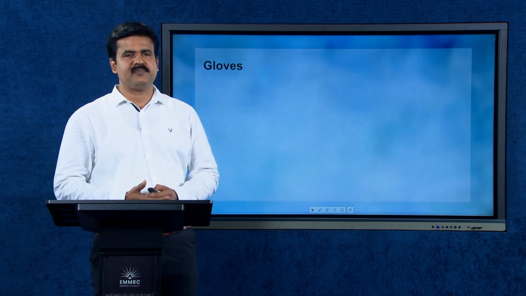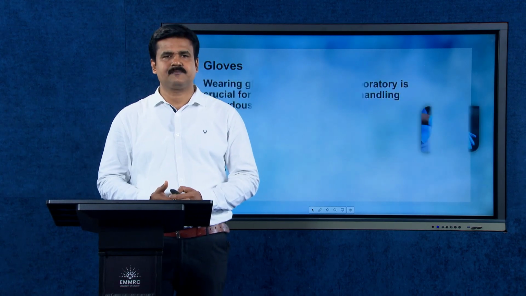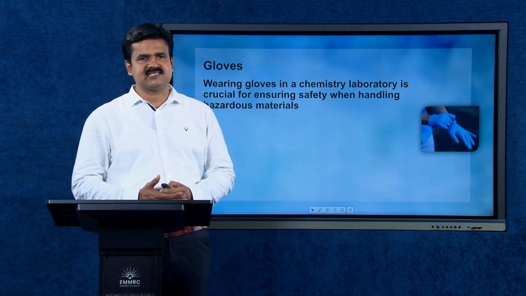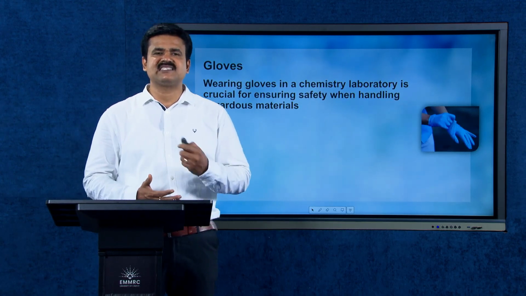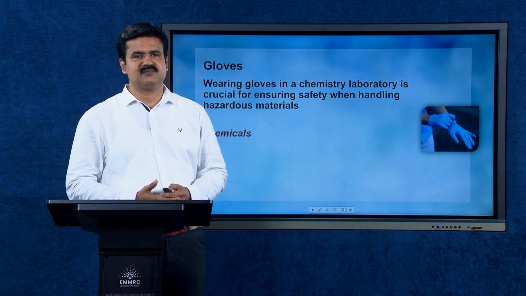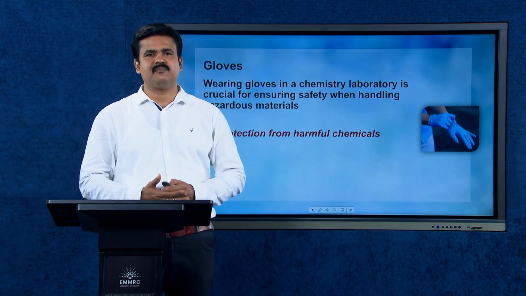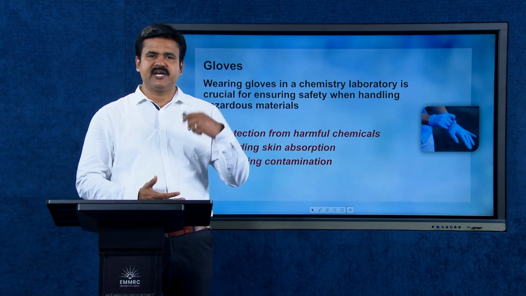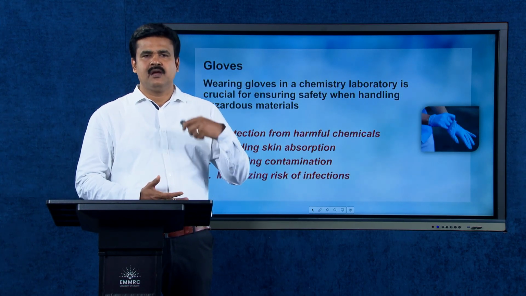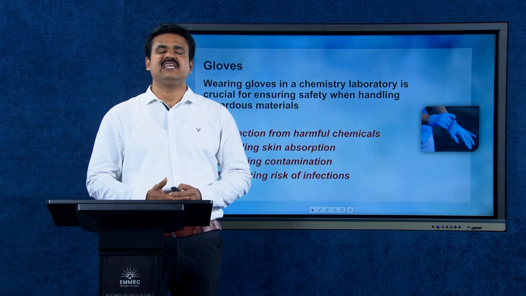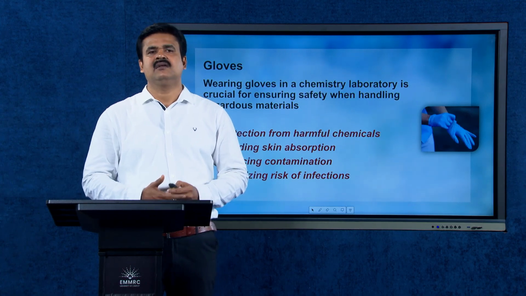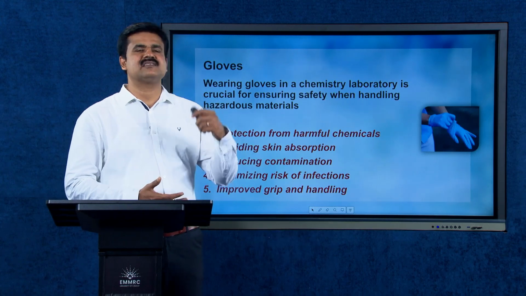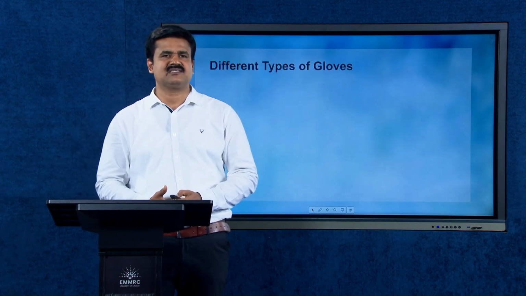Moving on to another PPE, that is gloves. Wearing gloves in a chemistry laboratory is crucial for ensuring safety when handling hazardous materials. Protection from harmful chemicals, avoiding skin absorption, reducing contamination, minimizing the risk of infections, etc. are the advantages of using gloves. Improved grip is also provided by gloves.